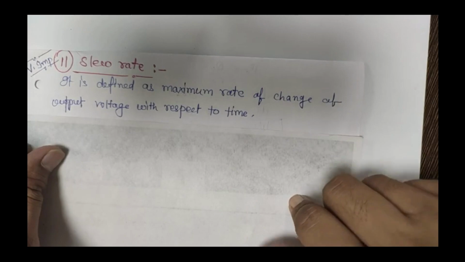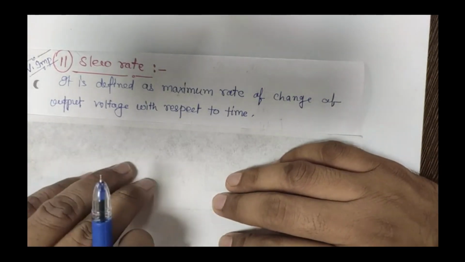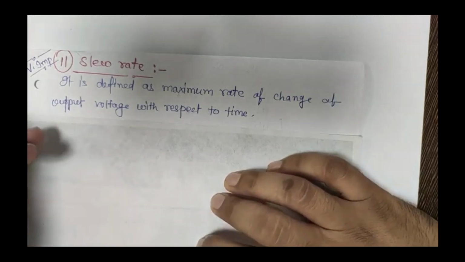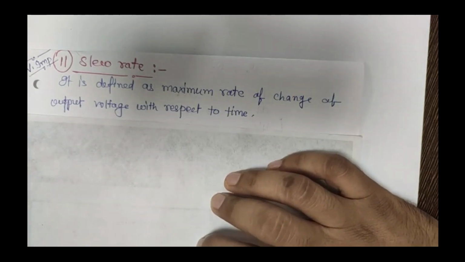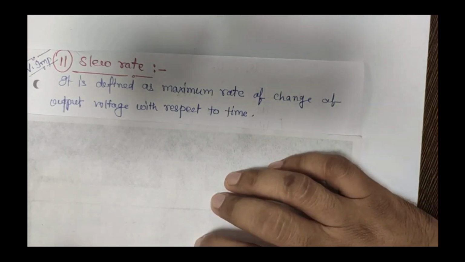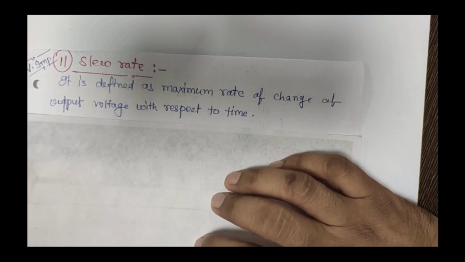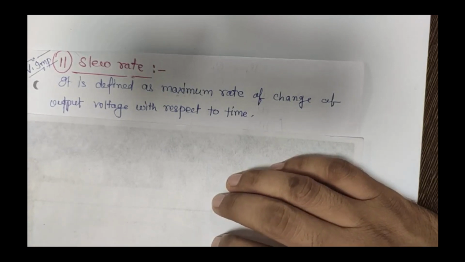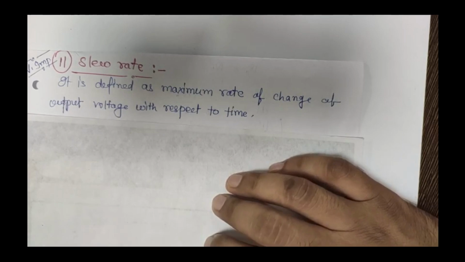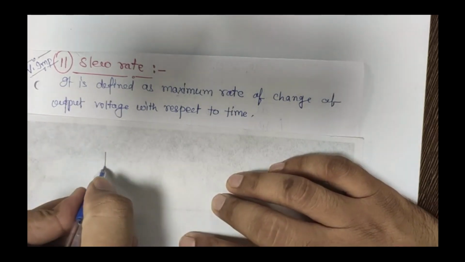Now pause the video, think for some time whether this value should be high or low. Write in your notebook. After writing, again start the video. Let us see the definition. This is the maximum rate of change of output voltage with respect to time.